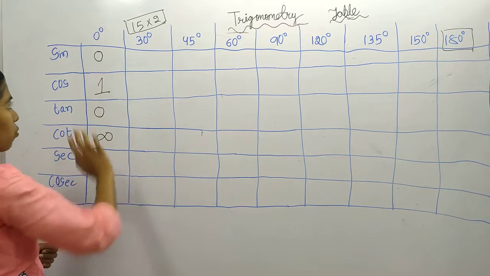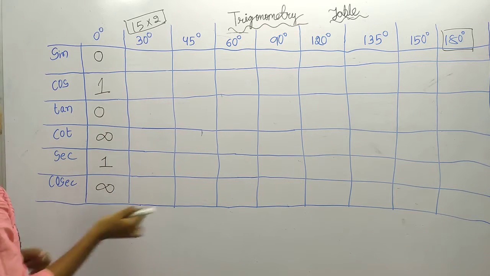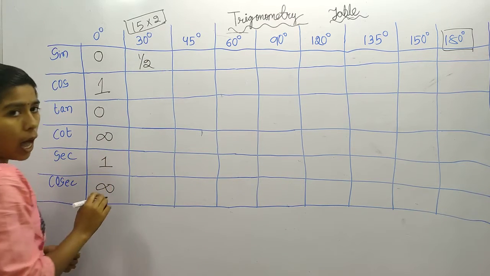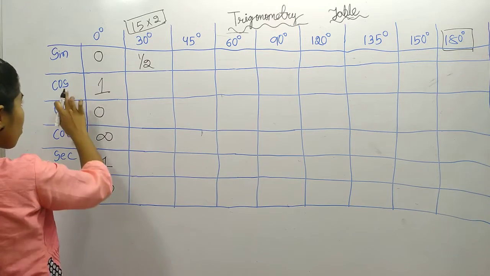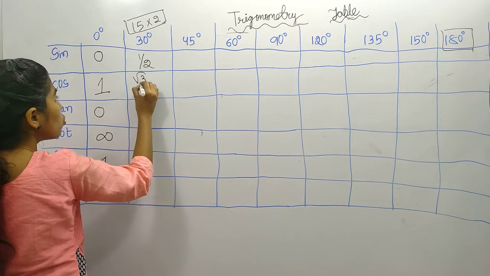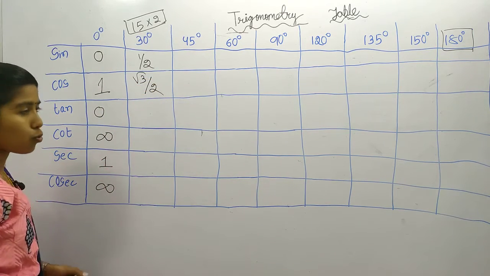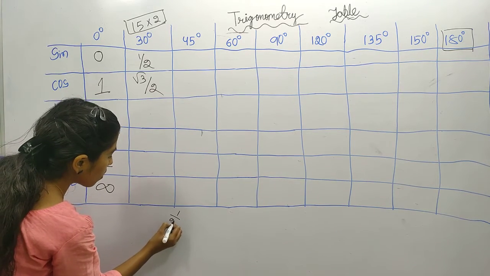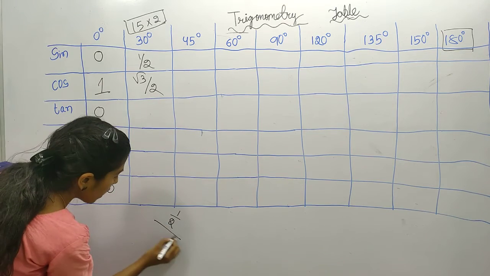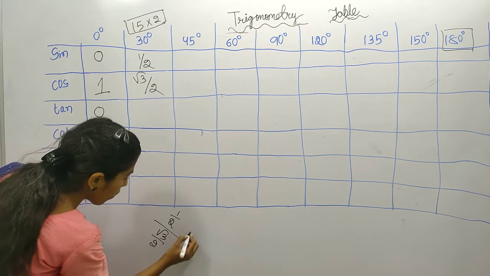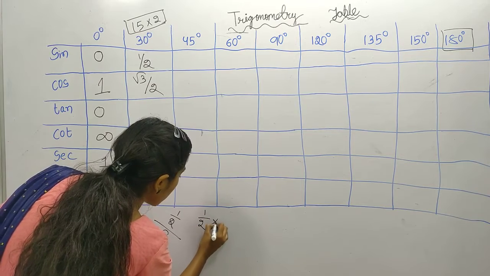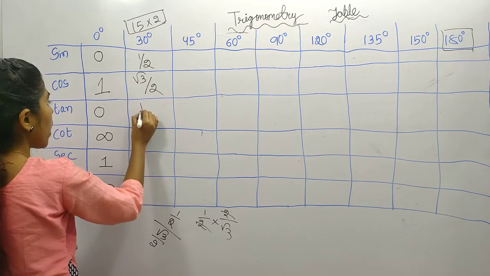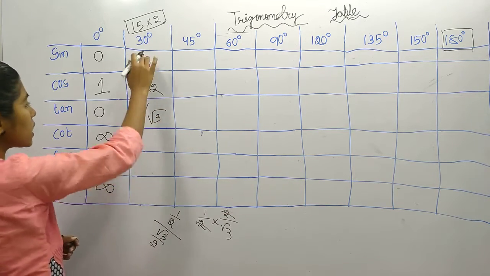Next, we have to move to 30 degree. See, you have to remember sine 30 degree is 1 by 2, half, and cos 30 degree is root 3 divided by 2. Next, tan is the same, sine by cos, it means 1 by 2 divided by root 3 by 2. So what will happen? 1 by 2 into 2 by root 3. So 2 and 2 will cancel, 1 by root 3. So tan 30 is 1 by root 3.